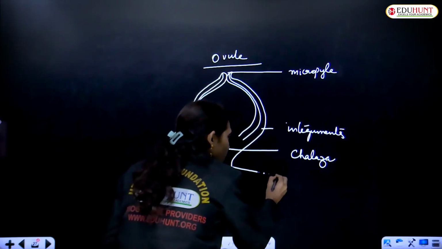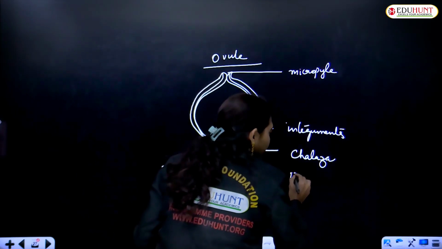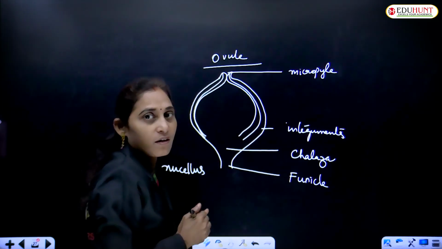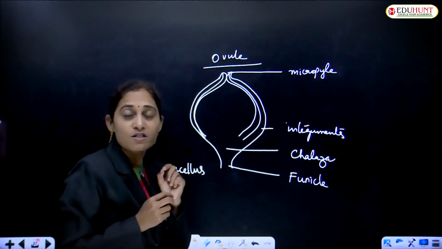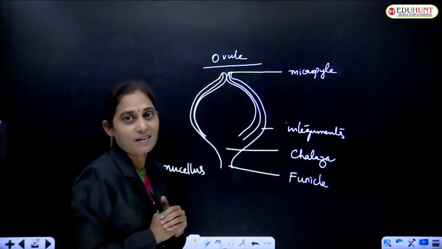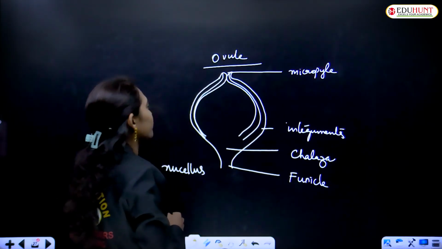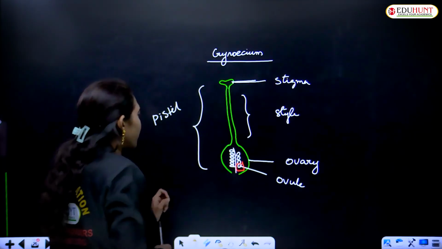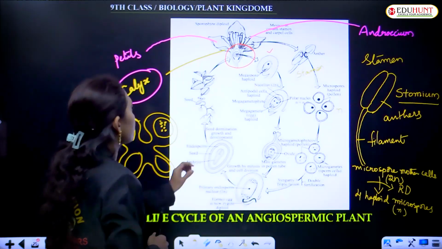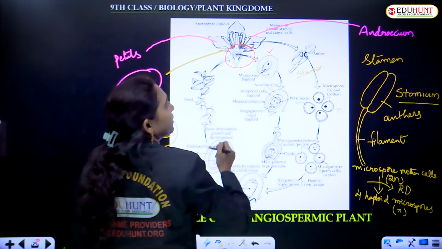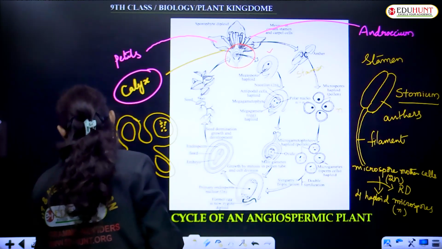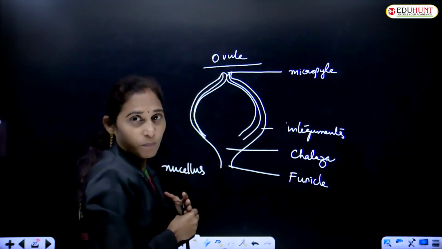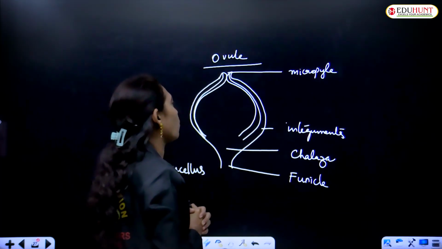The stalk of the ovule is called the funicle. Just as the stalk of the flower is called the pedicel, the funicle is the stalk of the ovule. The actual position of the ovule is in the ovary. There are different types of ovules. I just drew the anatropous and the orthotropous ovule, that is, a straight ovule.